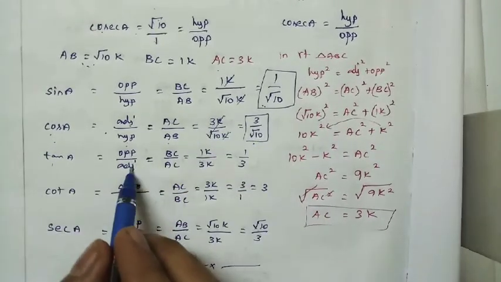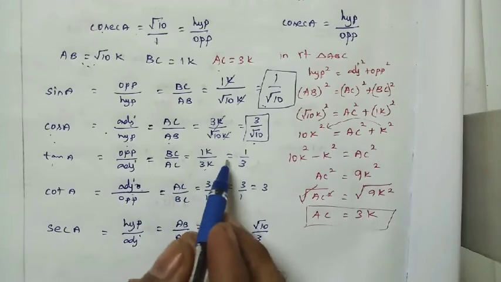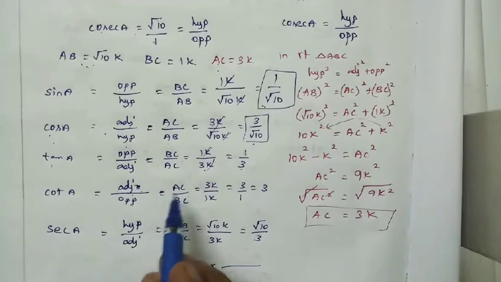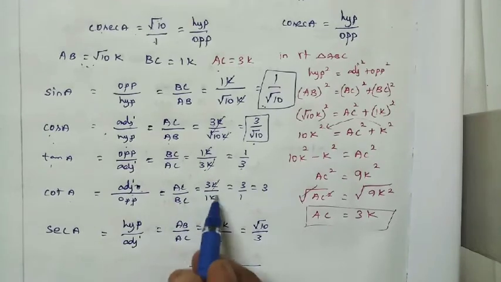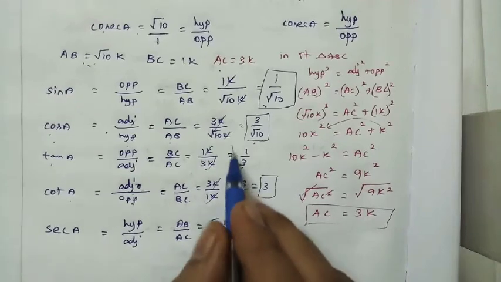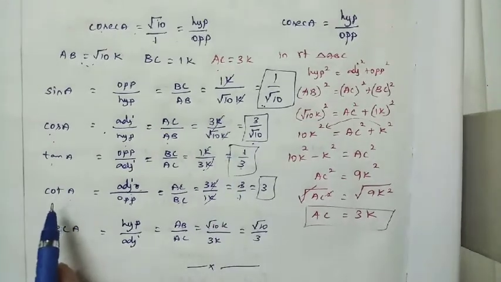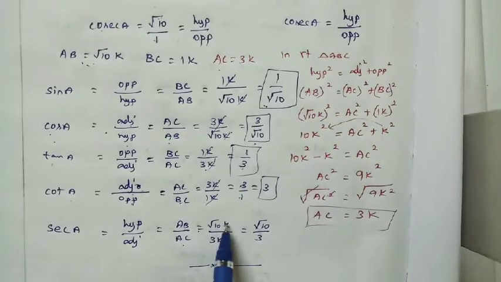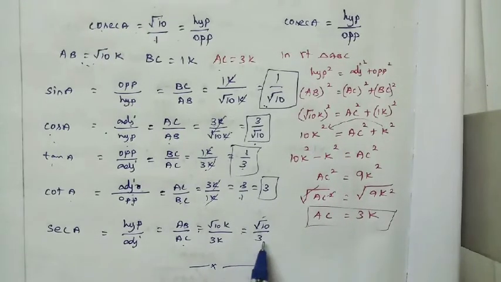Tan A is equal to opposite by adjacent. BC by AC is equal to 1k by 3k. The k's cancel, so it is 1 by 3, right? Cot A is adjacent by opposite. AC by BC, 3k by 1k. The k's cancel, so 3 by 1. We can write it as 3 also, right? Here tan A is 1 by 3, next cot A is 3. Sec A is nothing but hypotenuse by adjacent. AB by AC is equal to root 10k divided by 3k, which is root 10 divided by 3.